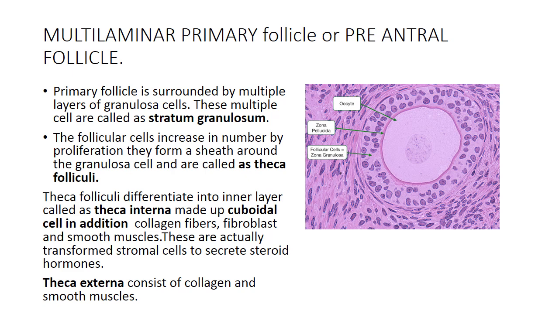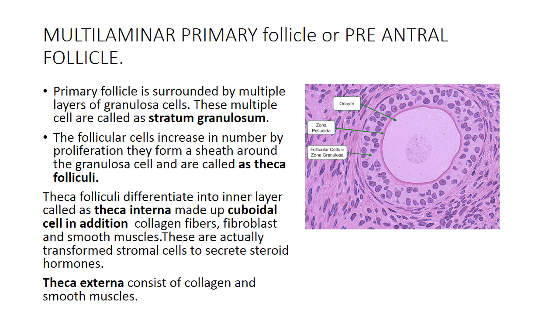First, the layer was squamous, which changed into a single layer of cuboidal cells, and as the layers of cuboidal cells increased, it was called the stratum granulosum. Outside the stratum granulosum, we find that the follicular cells also increase in number by proliferation, and they form a sheath, and this is called the theca folliculi.